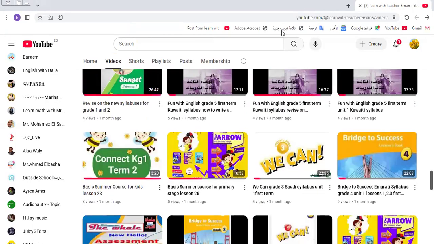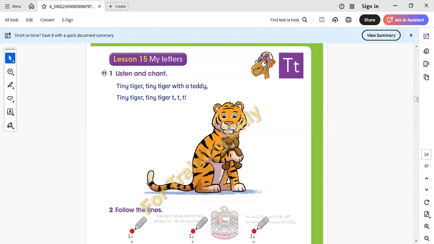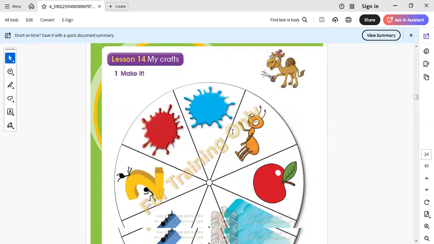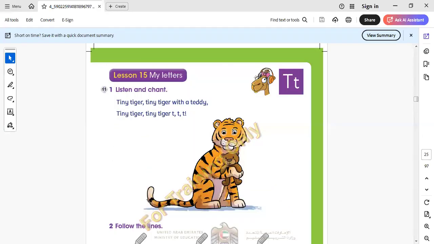Let's go to our lesson today. Last class I stopped here on lesson 13. Here I will start from lesson 15, 16, 17. Okay, here we talk about letter T.